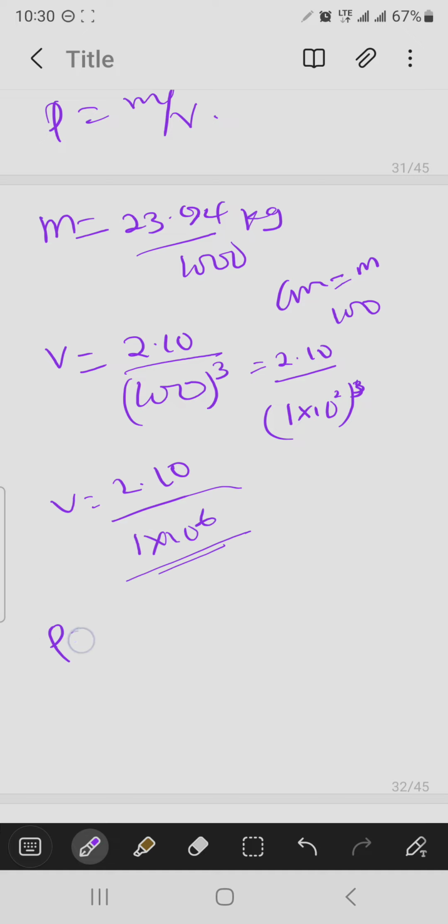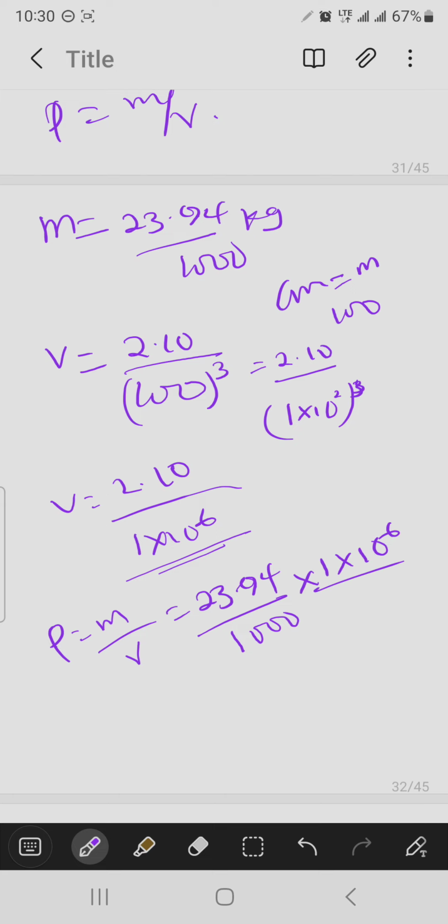And you know density is mass over volume. What is my mass? The mass is 23.94 divided by 1000. Now this one is divided, so when I want to divide this, I will now multiply by 1 times 10 raised to the power 6 divided by 2.10. We have 10 raised to the power 3 here, and 3 will cancel with 6 here. We have 6 zeros, and when it cancels 3 zeros, 3 zeros remain.